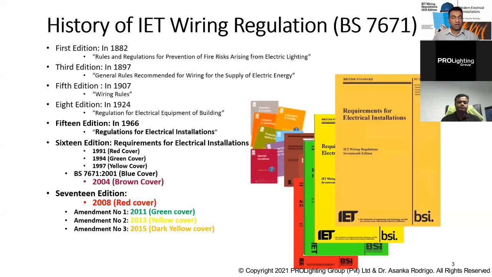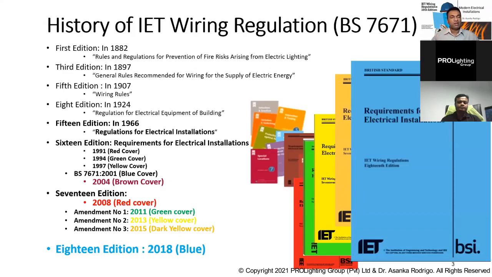Because the requirements are changing, we are adopting more and more new equipment, the power electronic based equipment, and a lot of new issues are coming in. Because of that, they wanted to tighten the rules and regulations, and some of the rules and regulations they wanted to remove and ban. Likewise, a lot of changes happened from time to time, and the third amendment was done in 2015. Then they realized that rather than going for these amendments, it's better to release a new version. And in 2018, they released the new version as the blue color edition, the 18th edition. That's what we are currently practicing, and that is the latest edition.